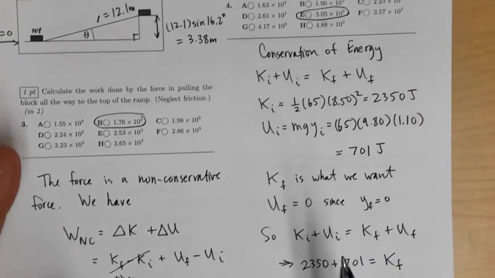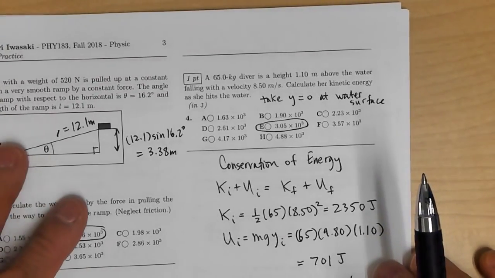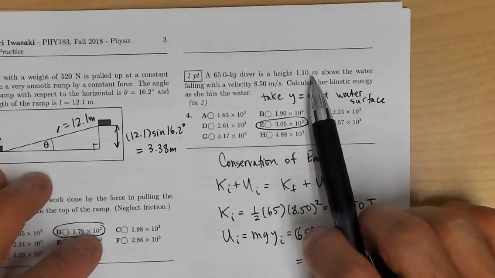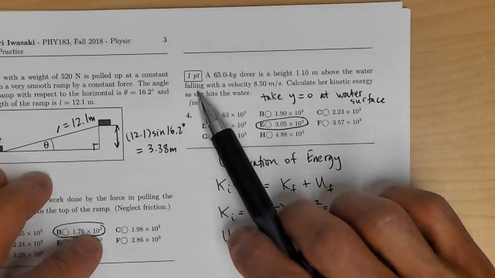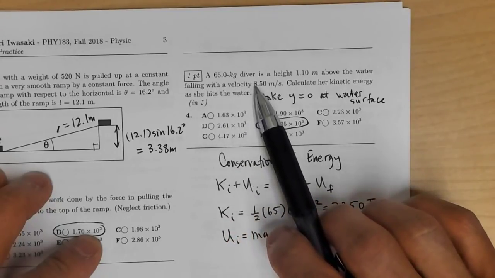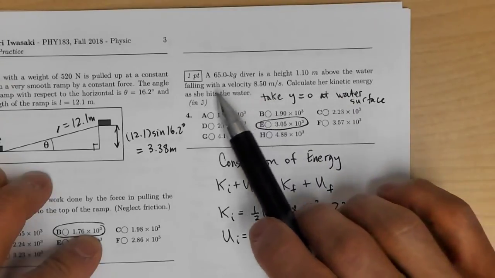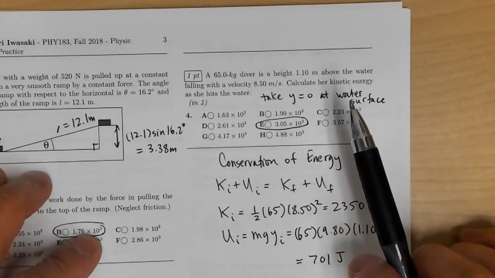Okay, let's go on to number 4. A 65 kilogram diver is at a height of 1.1 meters above the water, falling with a velocity of 8.50 meters per second. Calculate her kinetic energy as she hits the water.